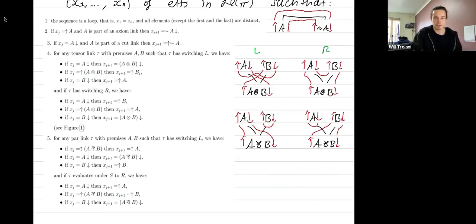This is pretty important. We're going to be quantifying over all possible switchings, and these pre-trips are going to be used all the way throughout the proof of the sequentialization theorem. So if anyone has any questions about these, now's the time to ask.